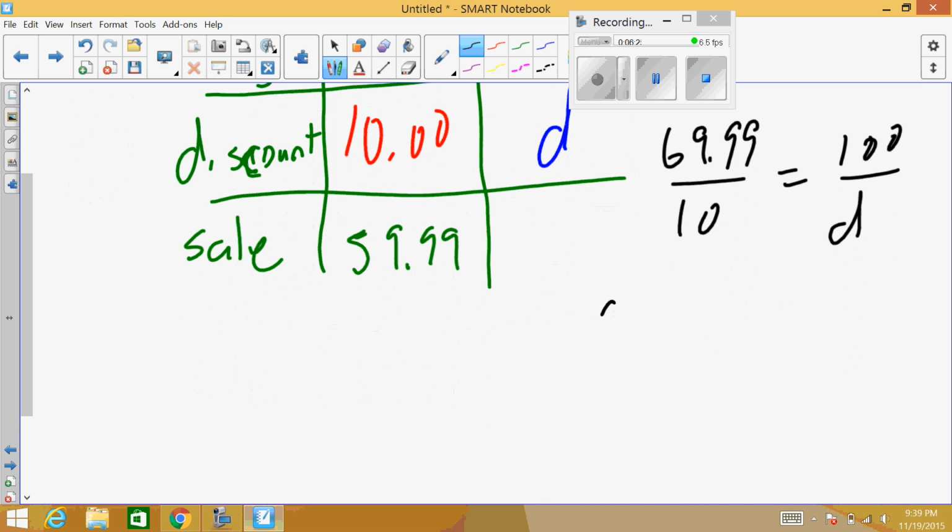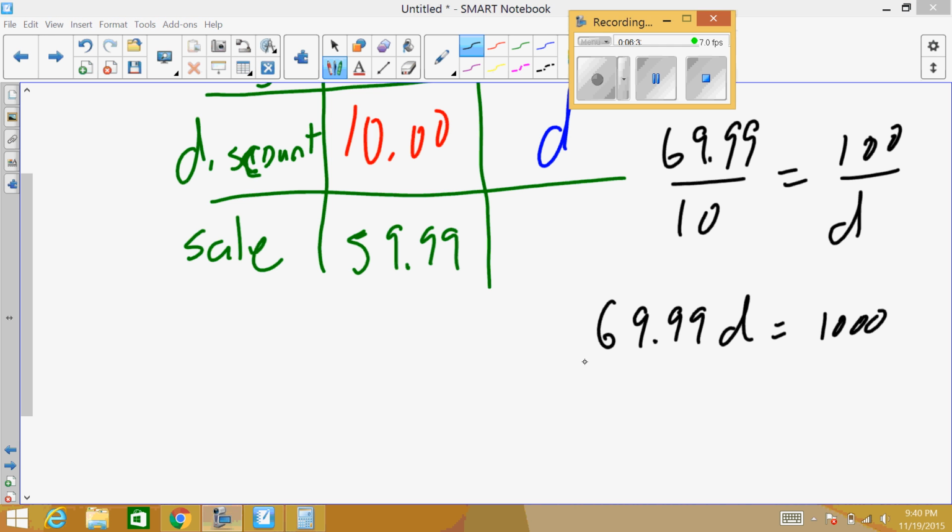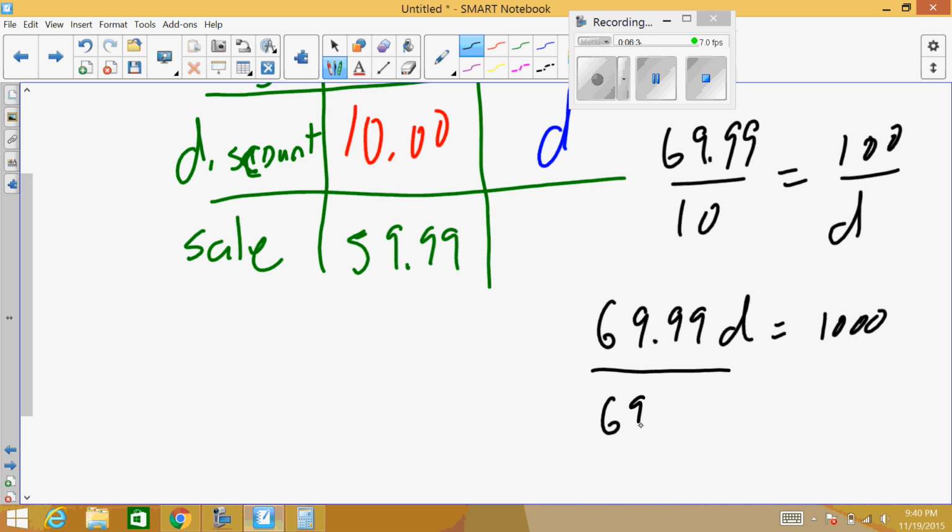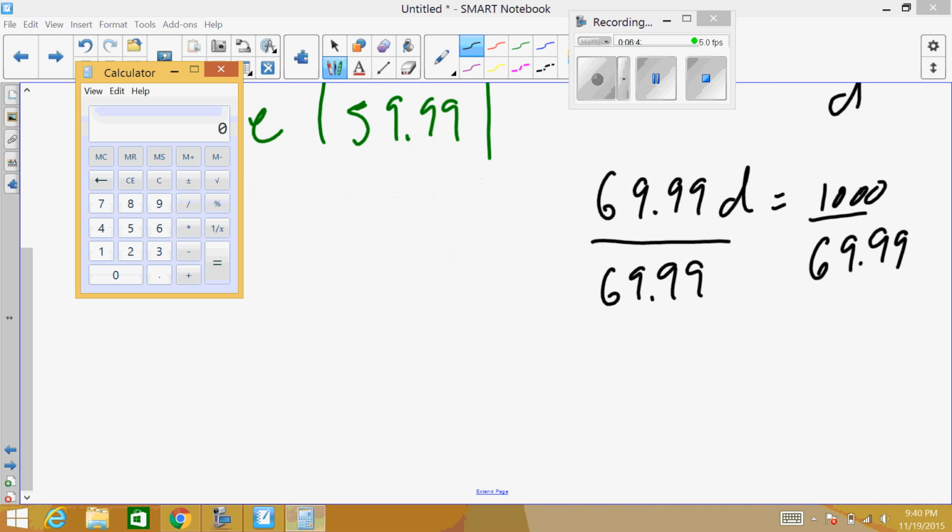Cross multiply, I get 69.99 D equals 1,000. Divide both sides by 69.99. I'm going to grab my calculator to help me out with that a little bit. 1,000 divided by 69.99. That looks interesting. Okay. But remember, my discount is going to be a percent, so I might want to round that off a little bit, but I don't have to round it to 2 decimals.